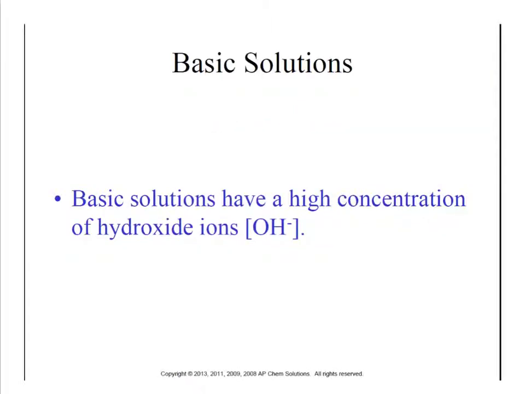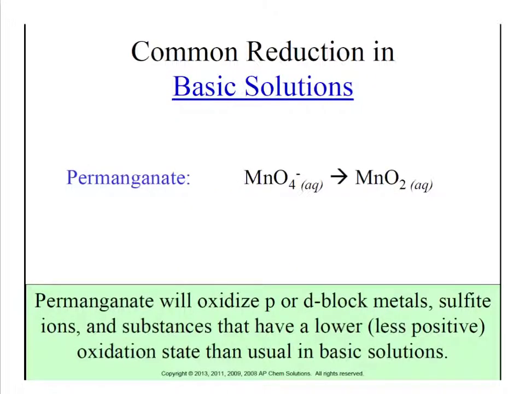All right, we've talked a lot about acidic solutions. Let's go back and talk about basic solutions now. Basic solutions are solutions that have a high concentration of hydroxide ions. Once again, here's a couple you're just going to have to memorize on things that change in basic solutions. So permanganate, for example, when it's in a basic solution, is going to change into MnO2. This is different because in an acidic solution, permanganate turned into Mn2+, but in a basic solution, it turns into manganese dioxide.